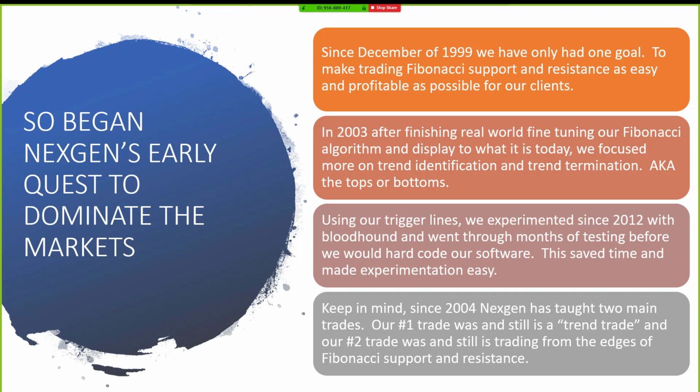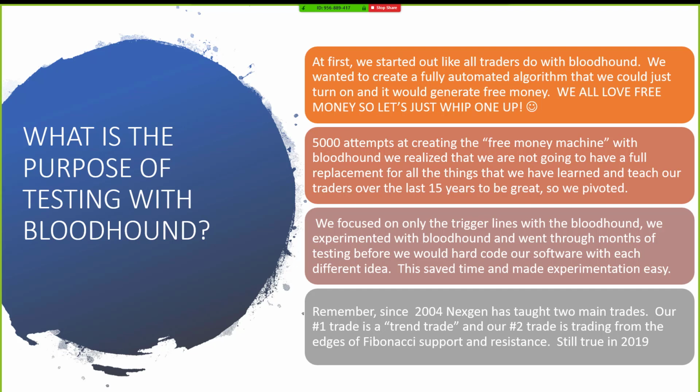At some point, you have to go with what you have, but in 2012, we were introduced to the Bloodhound, and we went through months and months of testing. And again, this saves time, obviously, as you know. And since 2002, in our trading plan, our number 1 trade was a trend trade, and our number 2 trade was trading from the edges. So we got the Bloodhound.